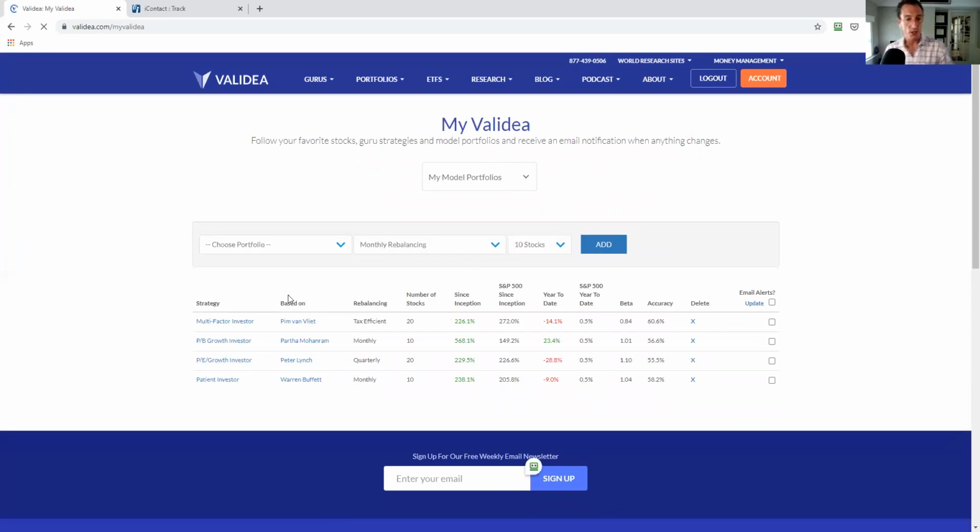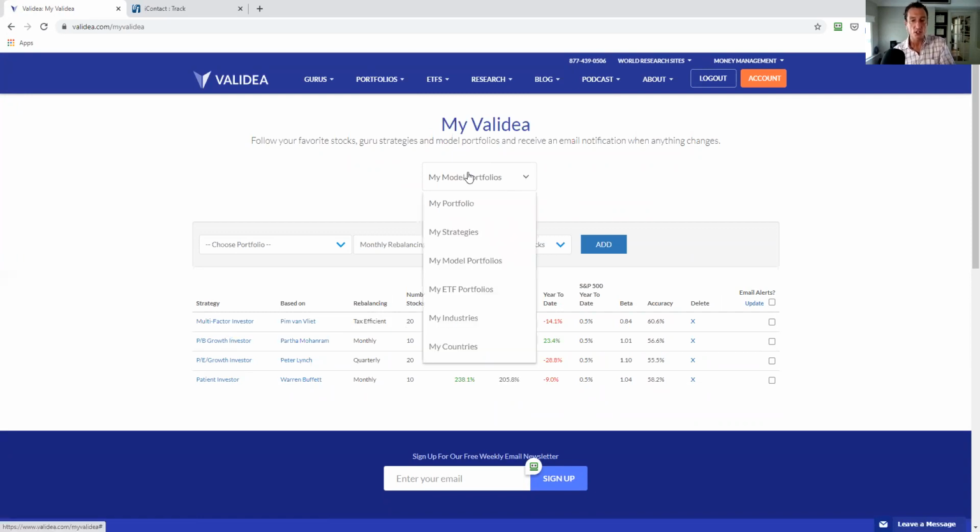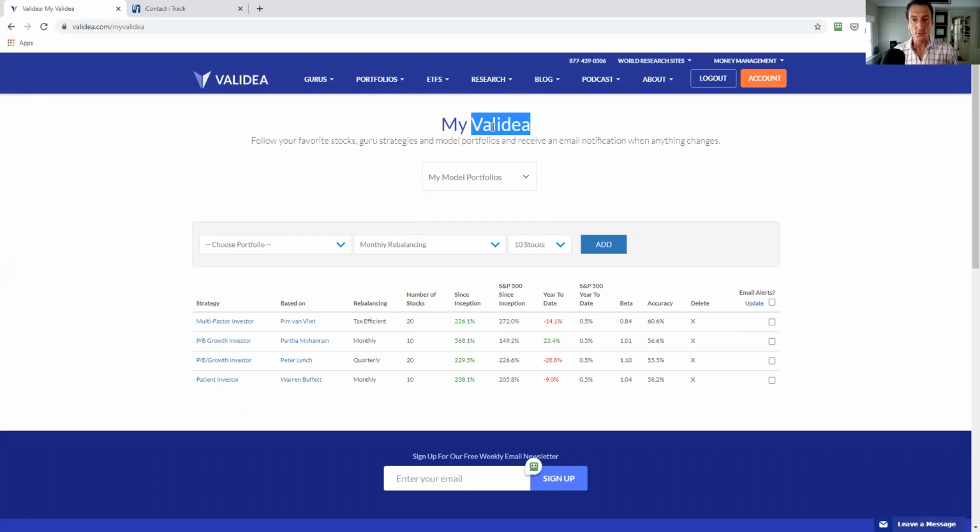So here, if you decide to follow a couple portfolios, you can put those in here. And then when our system rebalances and we notify you, the email is going to be customized to tell you exactly, here are the 4 portfolios. You can click off real quickly and see the changes. And then there's a couple other things, the ETF portfolios as well, my industries and my country. So there's this alerting system that's been built into the My Validea portion of the site that can keep you updated as to changes that are happening through the strategies.